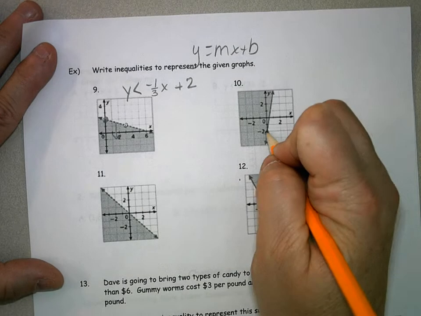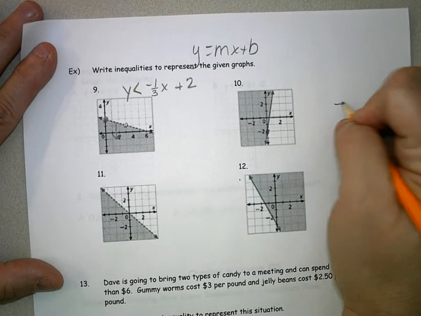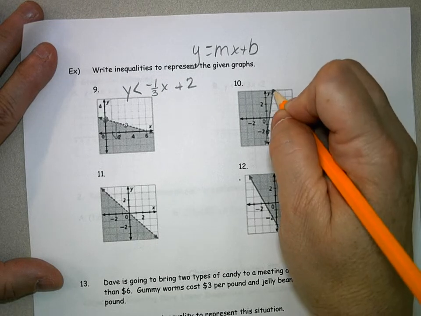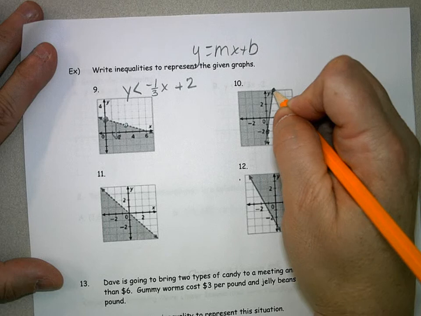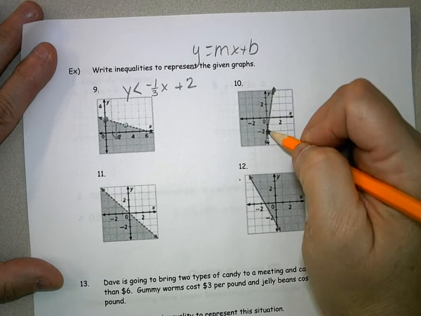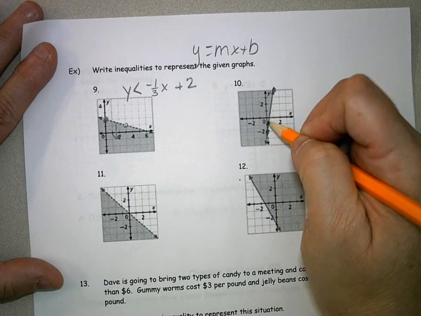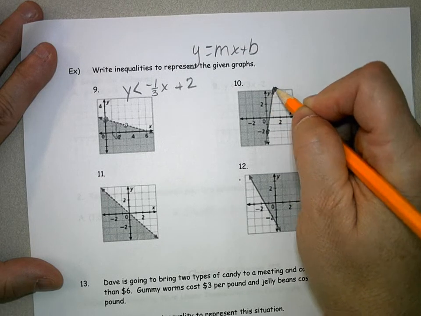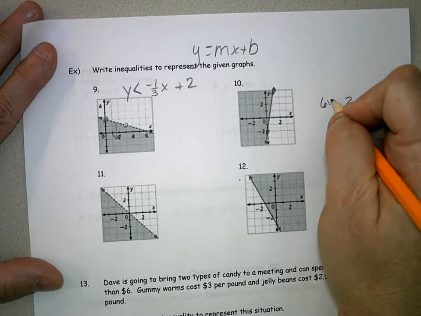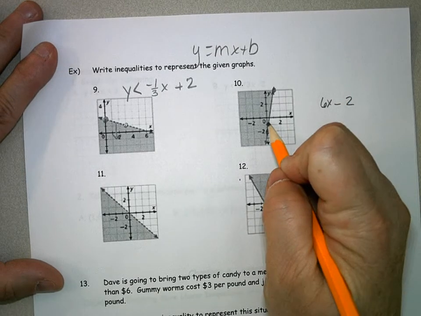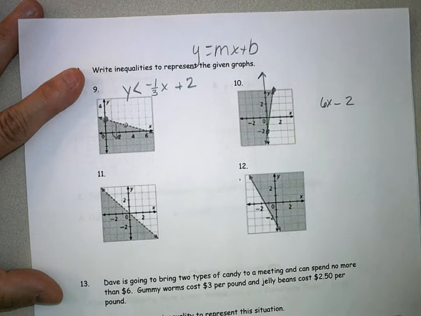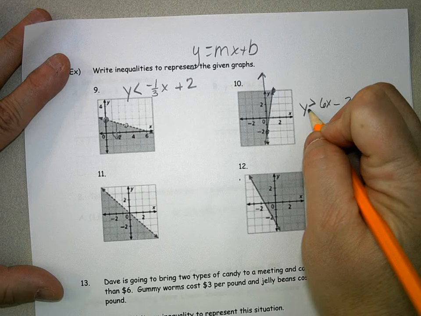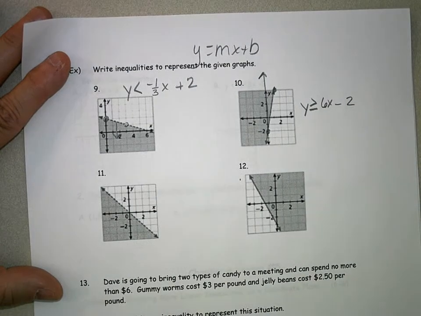Number 10, our y-intercept is a negative 2. And it looks like maybe right, I would say right here is when it crosses again. So that would be 1, 2, 3, 4, 5, 6 to the right. 1, so 6x. It's kind of hard to see here, but we've actually covered in that side, which is up. So that will be y is greater than or equal to.